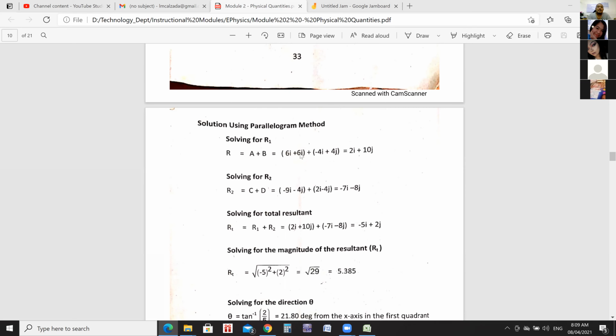Now, what you can add are the like variables. Like for example, in this case here, I and I can be added, then J and J can be added, so that you have a resultant of 2I plus 10J. Now, this is just the component method.